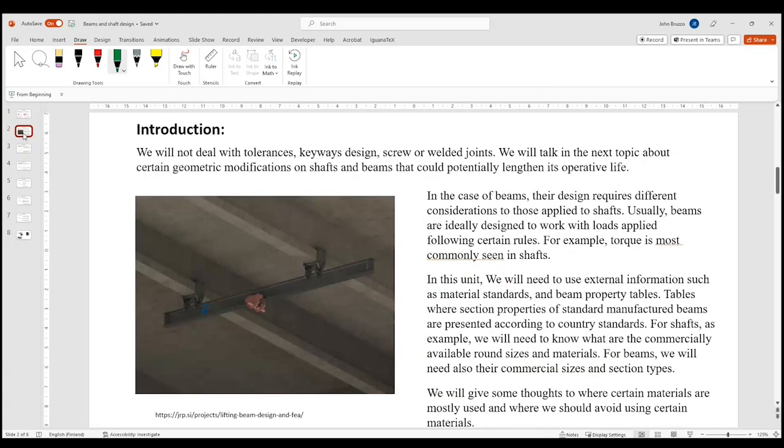Then I mentioned here the design of a shaft and beams. More or less the steps are pretty similar, with differences that we're going to touch on, but the main difference for us is that beams are not going to be subjected to torque. Shafts, on the other hand, are going to be subjected to torque. And we're going to consider in the design of beams that these are going to be merely static designs. So we can say that they are simpler to design than shafts, but they have certain considerations that we haven't even seen here.